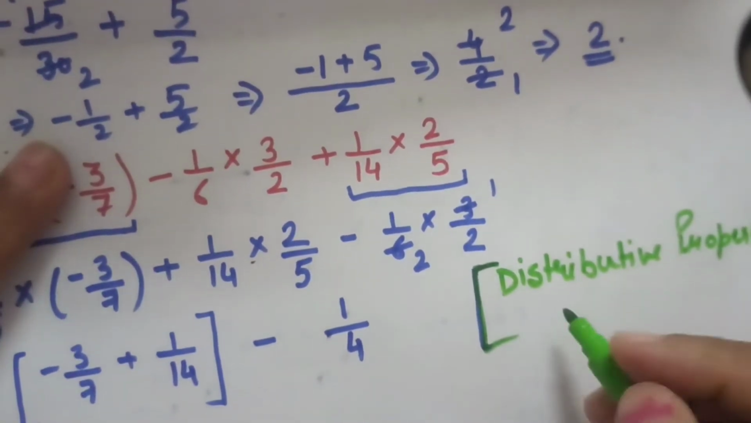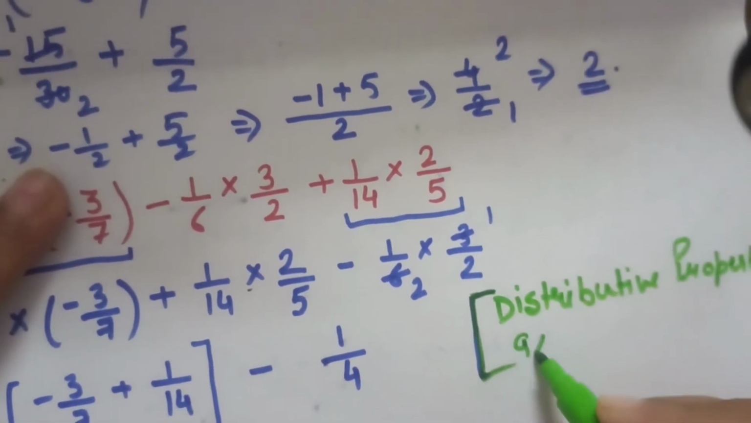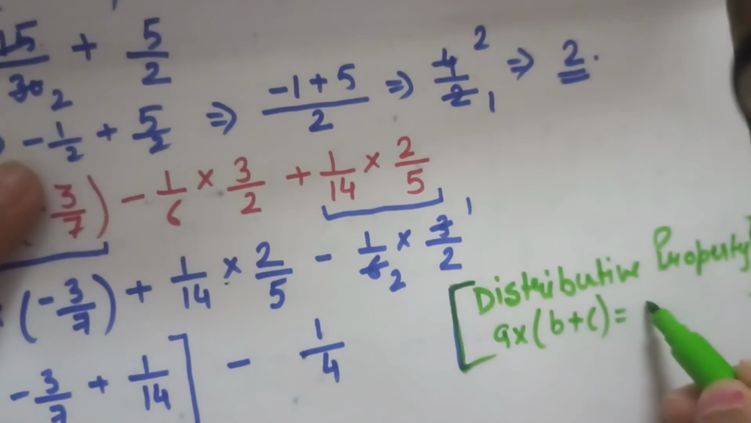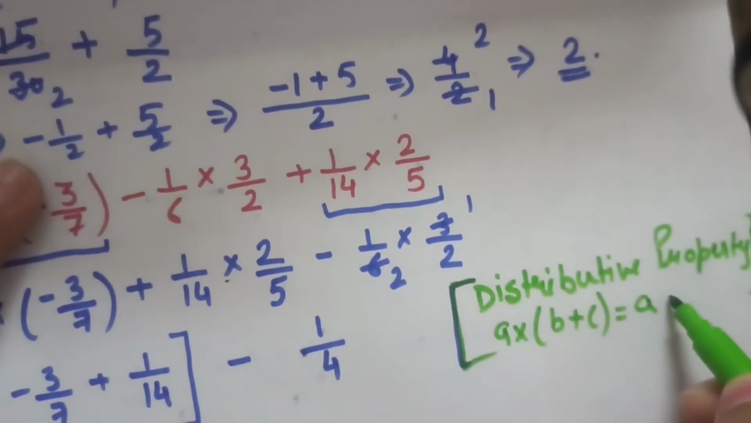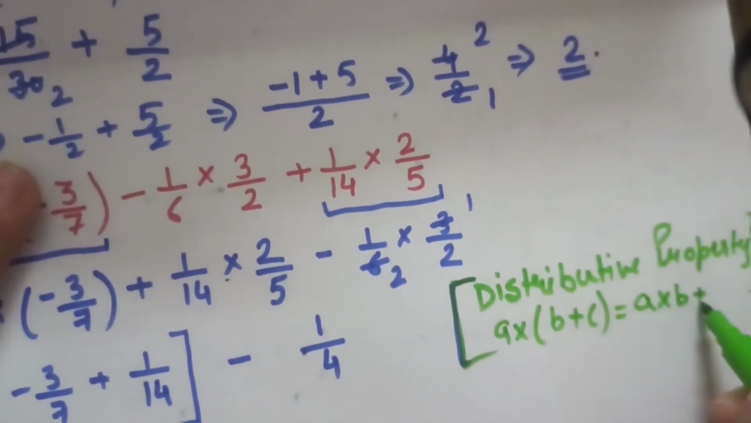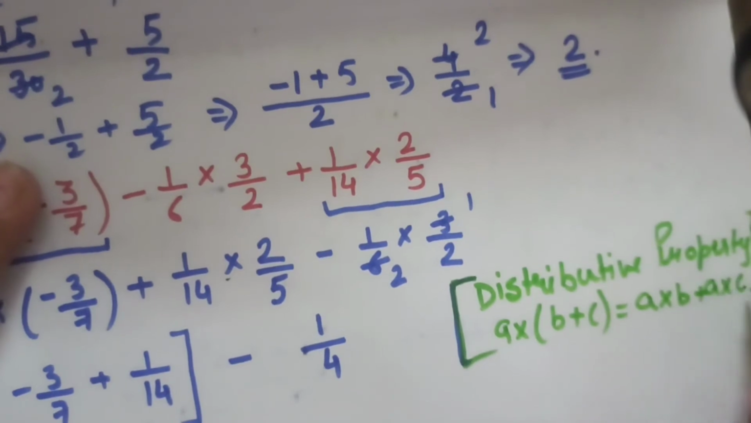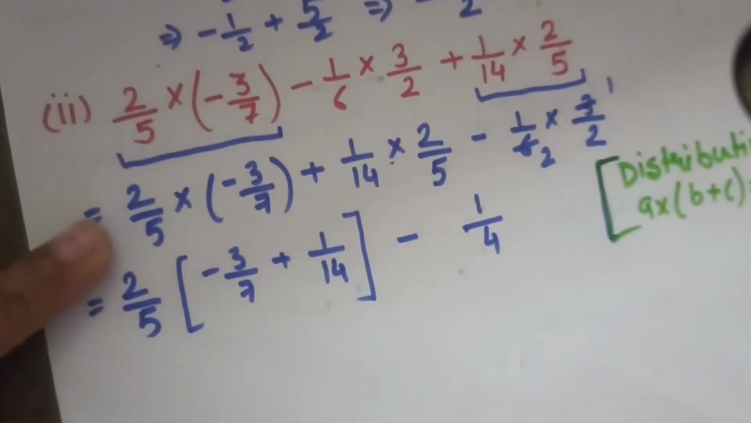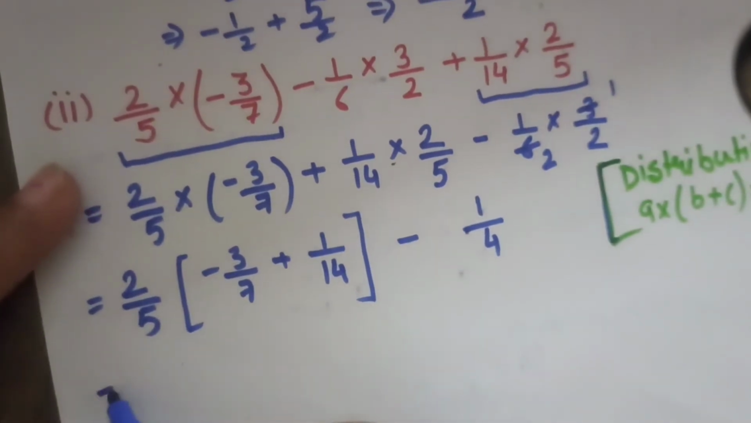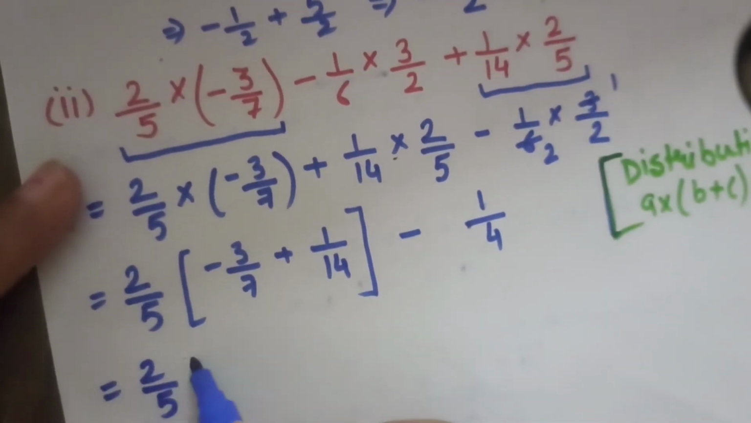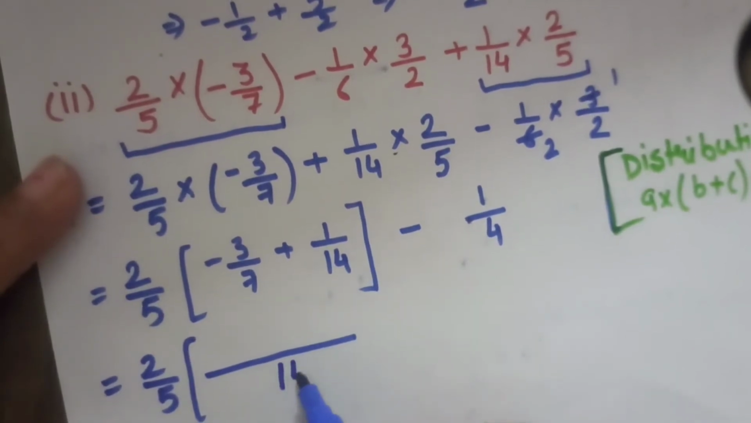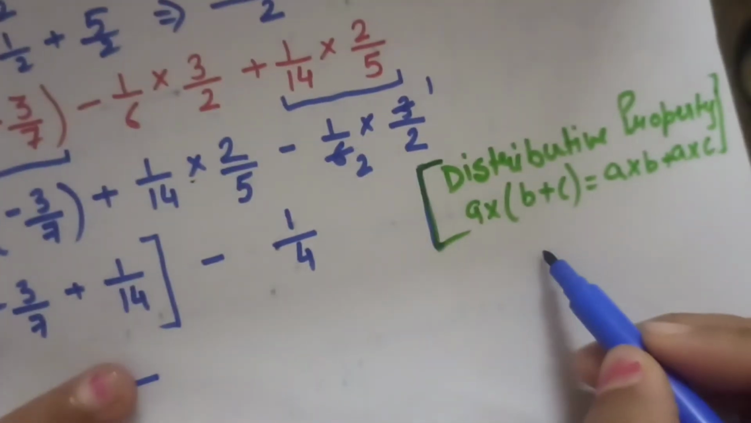What does the distributive property say? A multiplied by B plus C, we will get A distributed among B and C. Okay. So first of all, we'll solve the bracket. For 7 and 14, we'll get the LCM 14. I told you how to get the LCM.